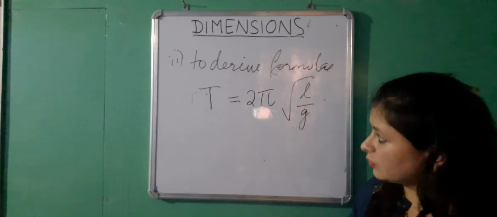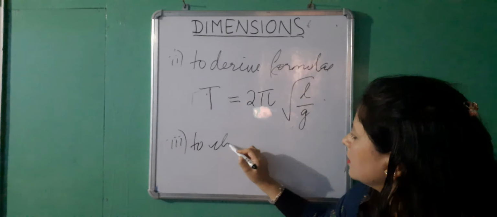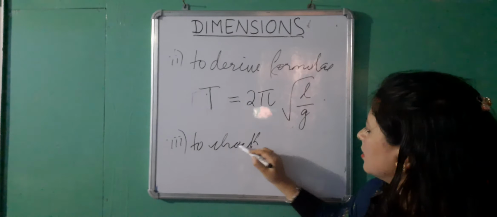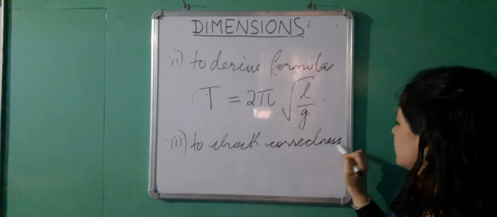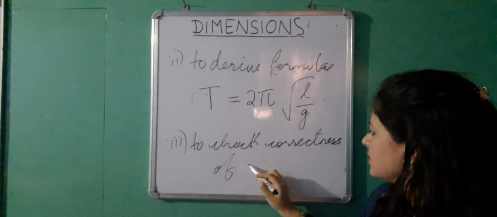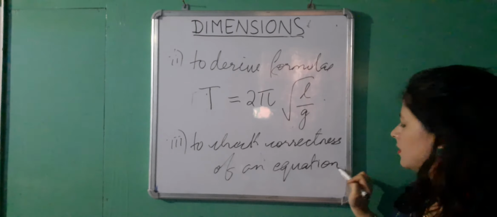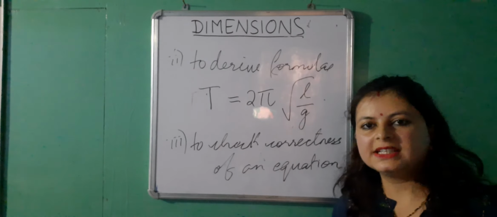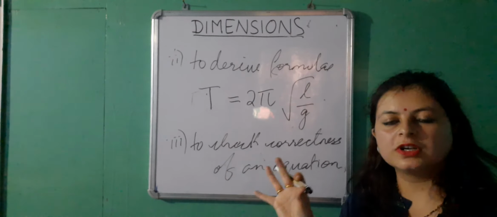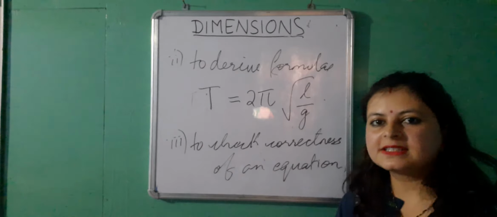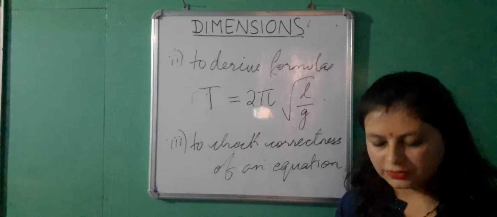And the third use is to check the correctness of an equation. You are given an equation in physics, okay, but you don't know whether the relationship holds good or not. To verify the same, we can use dimensional analysis. That is the third use.